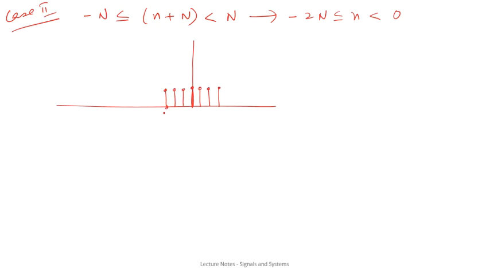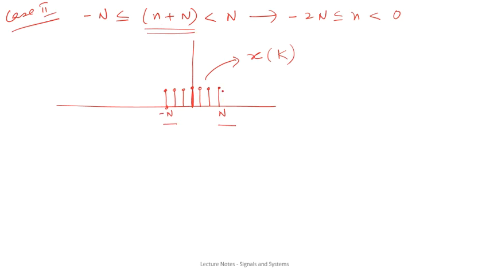So this point will be minus N, this will be plus N. Okay, so this signal is x[k]. Let me write it clearly, this is x[k]. Now from this condition, that is this n plus N is in between this minus N and plus N.